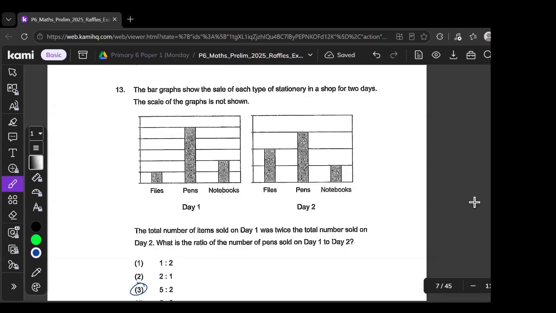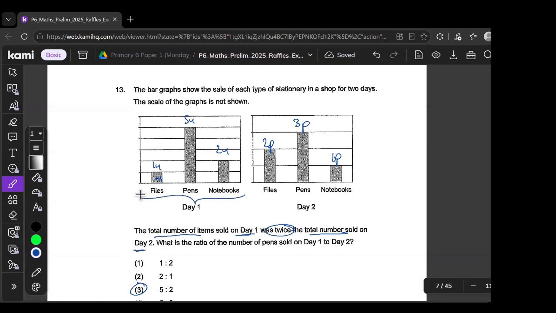So you can see there are no numbers there. Then what do you do? Units. Okay, so you have one unit. This is 5. This is 2. And then the other day, 2. You cannot call units again. You have to call parts. 2 parts, 3 parts, 1 part. The total items sold on day 1 was twice the total sold on day 2.